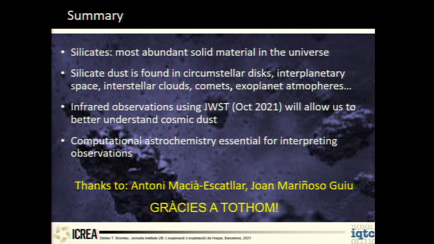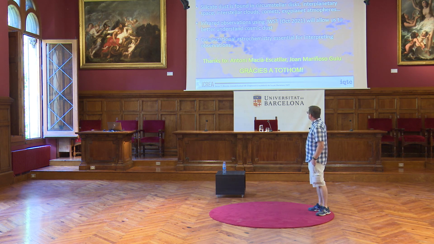And I'd just like to finish there with a summary. Silicates are the most abundant material in the universe. Thus, they're pretty important. It's found everywhere. Everything from circumstellar disks to interstellar space, comets, exoplanet atmospheres. The importance will be shown when the James Webb Space Telescope launches in October, and we will collaborate with those observations, and we will be essential for interpreting those observations.